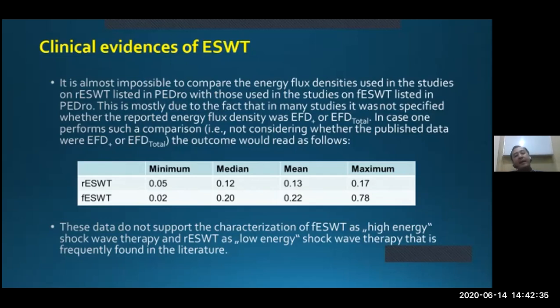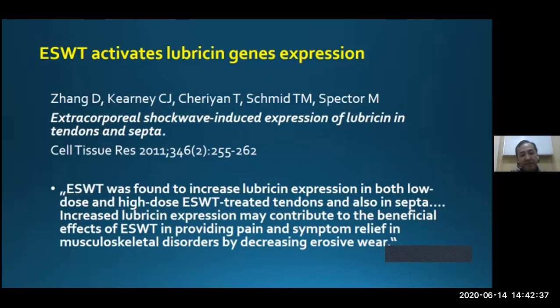So this is some examples of studies showing the shockwave mechanism of action in the musculoskeletal system. Shockwave activates lubricin gene expression. Shockwave has corresponded to increased lubricin gene expression in both low dose and high dose shockwave treated tendon and also in synovium. Increased lubricin expression may contribute to the beneficial effect of shockwave in providing pain and symptom relief in musculoskeletal disorders by decreasing erosive wear.